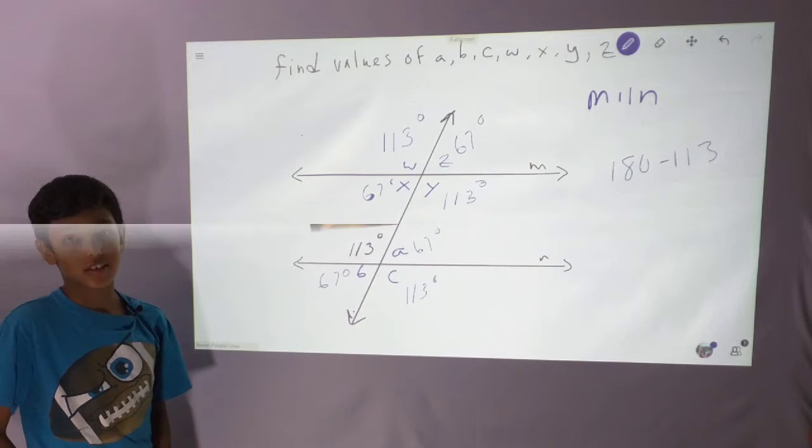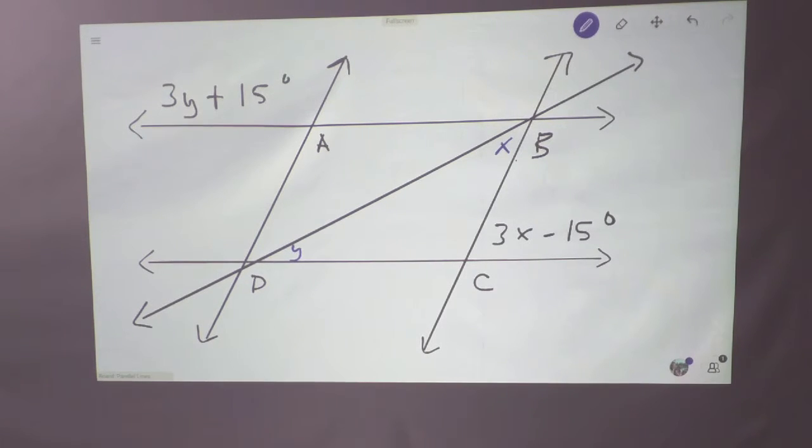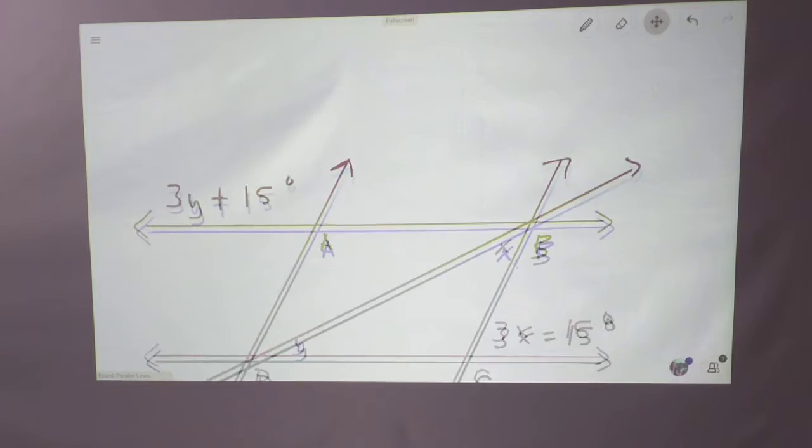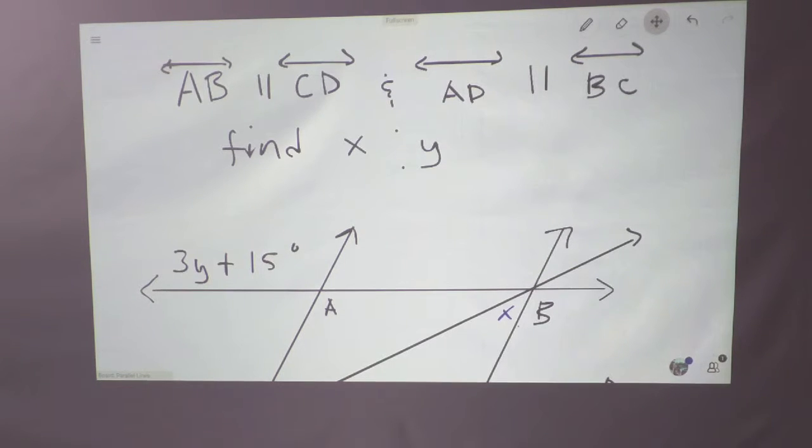Let's move on. You can't see me, but my mom didn't know what she was doing, so I had to take over the computer. So I'm just going to do it from here. So let's start with our first problem, last problem.